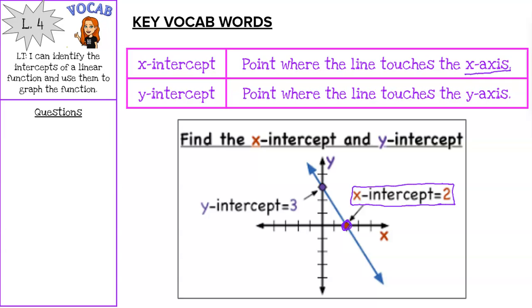A y-intercept is the point where the line touches the y-axis. So right here, it touches the y-axis at 3. So our y-intercept is 3.